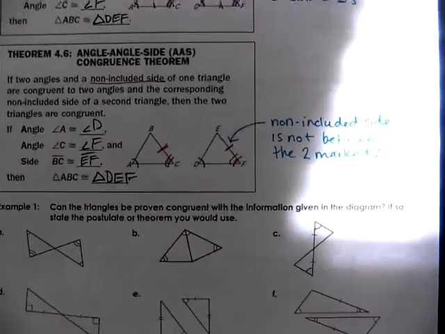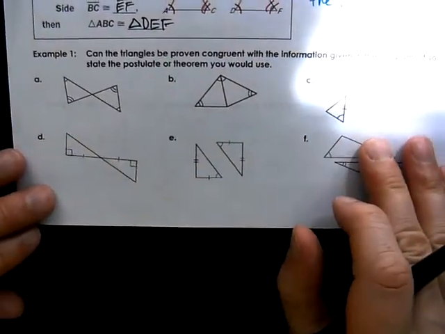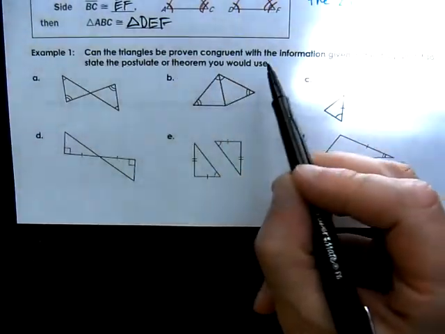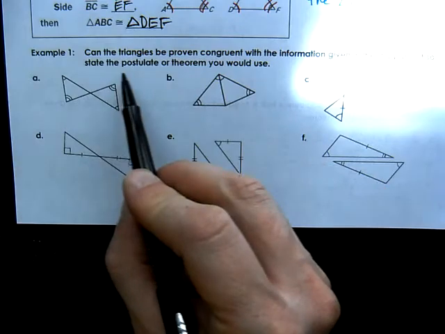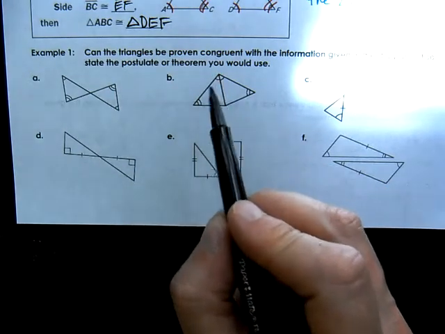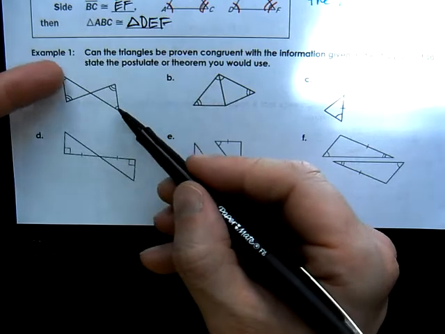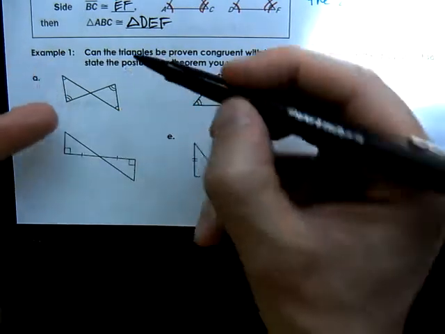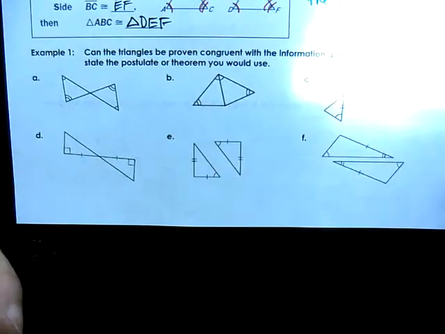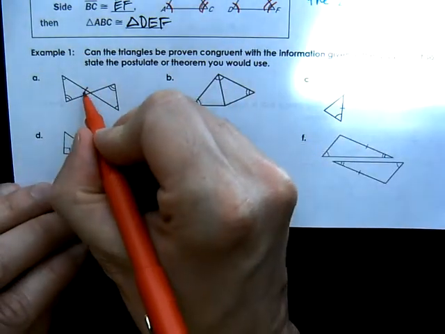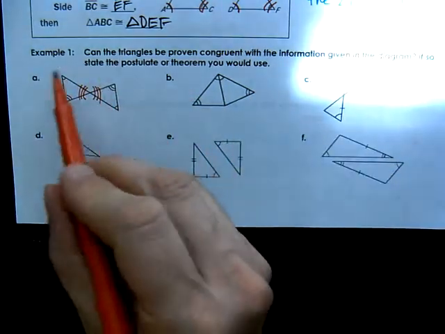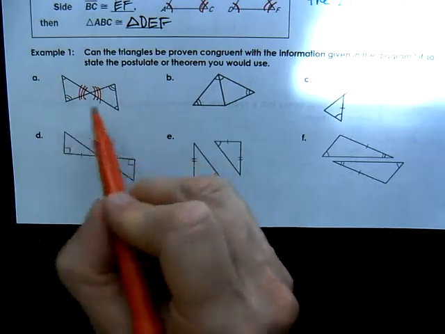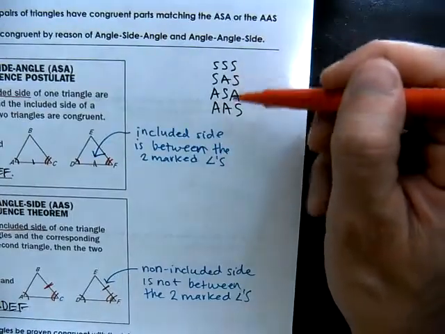Alright, so let's take a look at this bottom section here. Can the triangles be proven congruent with the information given in the diagram? If so, state the postulate or theorem. So when it says state the postulate or theorem, that means what pattern do we have? So here, in part A, we have one pair of congruent angles. Here's a second pair of congruent angles. And we do have vertical angles. We know vertical angles are always congruent, so you are allowed to mark those. But this is none of the patterns we've studied. Right? The patterns we've looked at so far include these four.